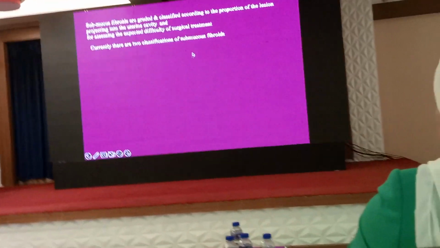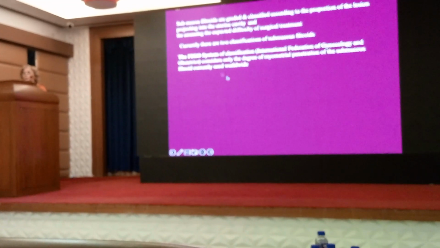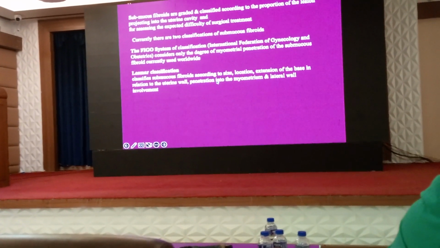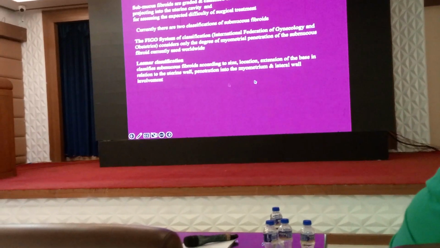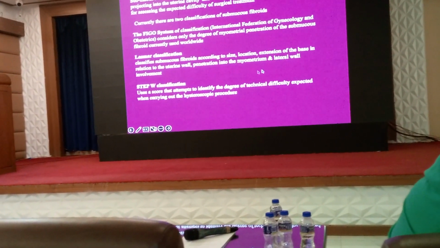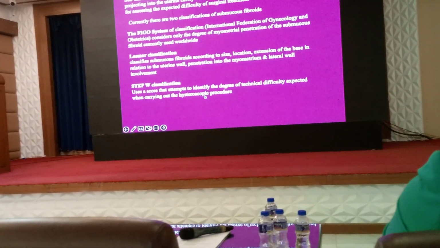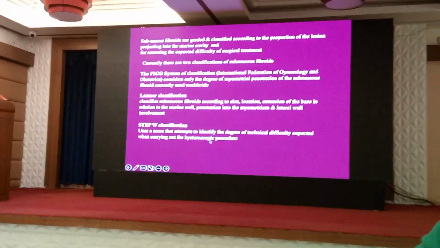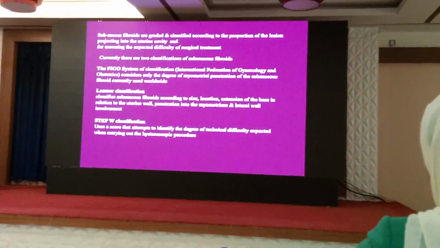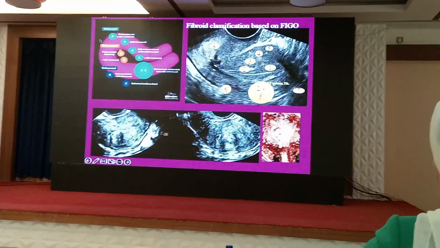And currently, there are two classification systems which we use. One is the FIGO system, and I personally prefer this one over the Lasmer's, because Lasmer's depends on the size, location, extension in relation to the uterine wall, penetration into the myometrium and the lateral involvement. What it does is it's a scoring system. The higher the score, the more difficult the hysteroscopic procedure is. So this helps the surgeon. It's a very good classification. But I personally prefer the FIGO system, which is this here.